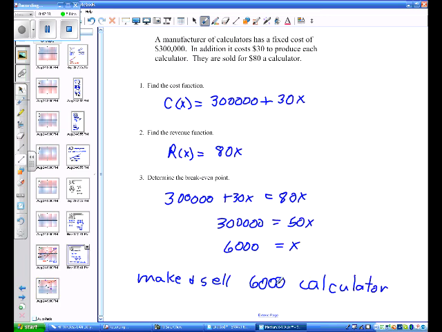We could actually have gone back and figured that out in our problem. If we're doing 6,000 calculators, then 6,000 times 80 would be $480,000. It would be costing us that to produce those, and we would have sold them for that amount of money, so we would have broken even. So these are some ways that we use systems of equations.